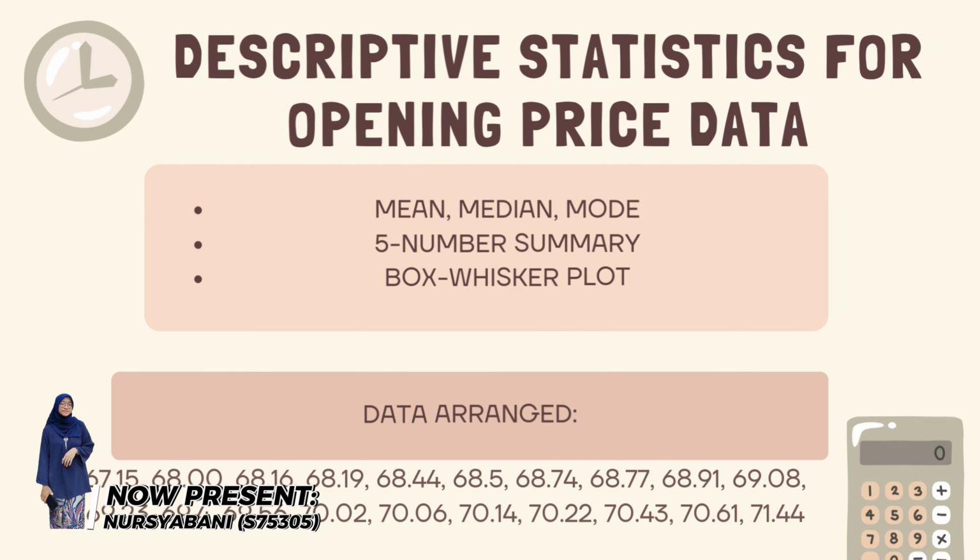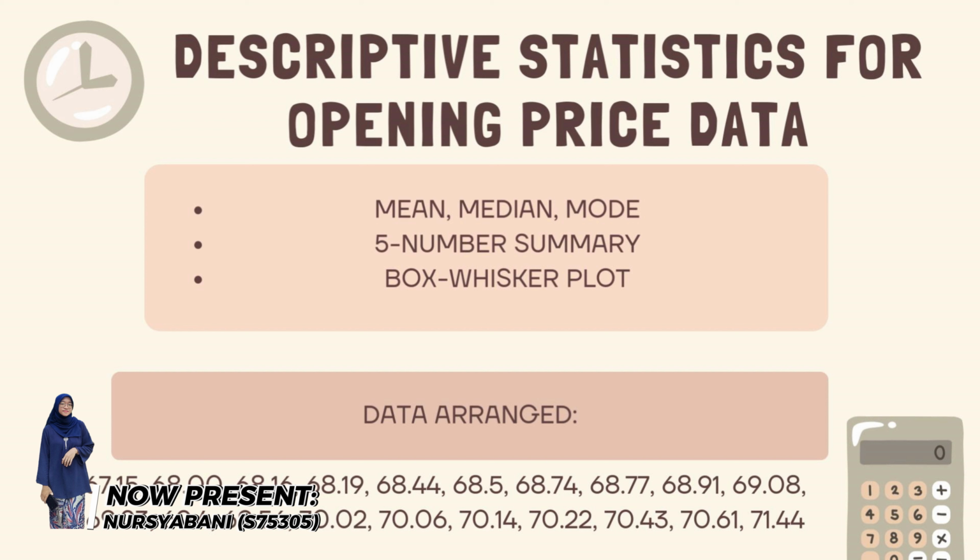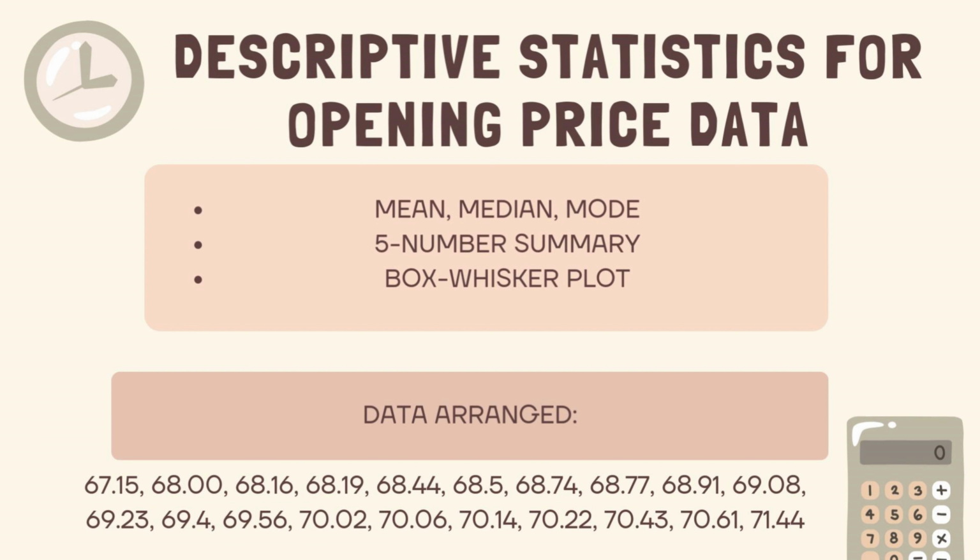Now, let's move on to the first question. We need to find the descriptive statistics for the opening price data. We need to find the mean, median, and mode. Then we need to find the 5-number summary of the data, and the last one is to do the box whisker plot. To answer this question, firstly, we need to arrange the data in ascending order to make our calculation easier.